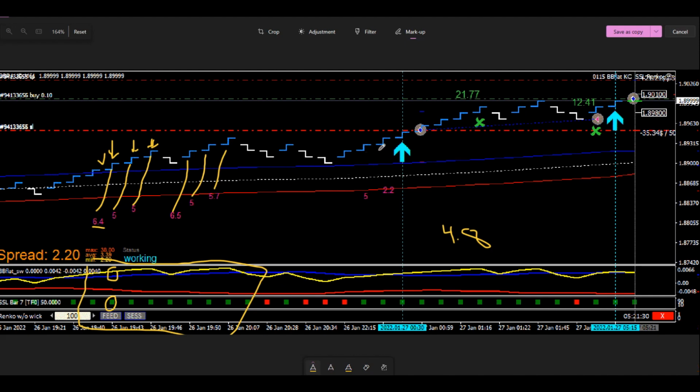So at this candle here, everything lined up again. You can see here, this must have been over and this was good. However, that 5 was too high. Finally, this candle here, our spread is under the 4.8. So this is the candle we went in on.